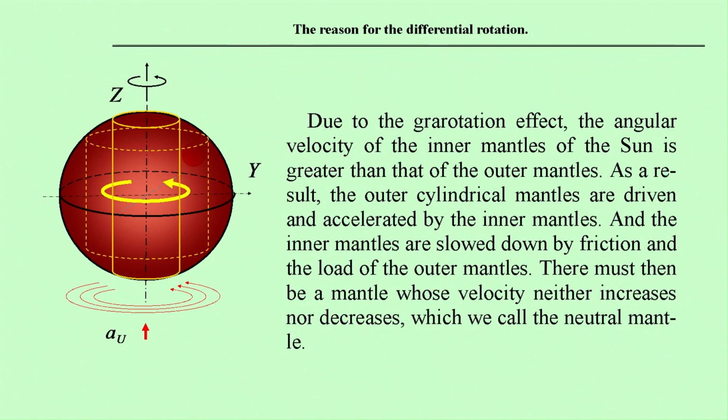Due to the grarotation effect, the angular velocity of the inner mantles of the Sun is greater than that of the outer mantles. As a result, the outer cylindrical mantles are driven and accelerated by the inner mantles. And the inner mantles are slowed down by friction and the load of the outer mantles. There must then be a mantle whose velocity neither increases nor decreases, which we call the neutral mantle.